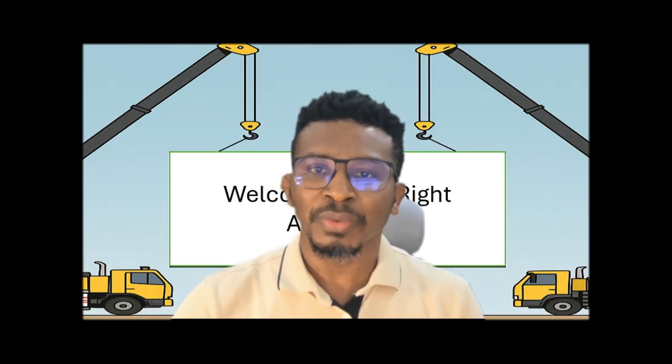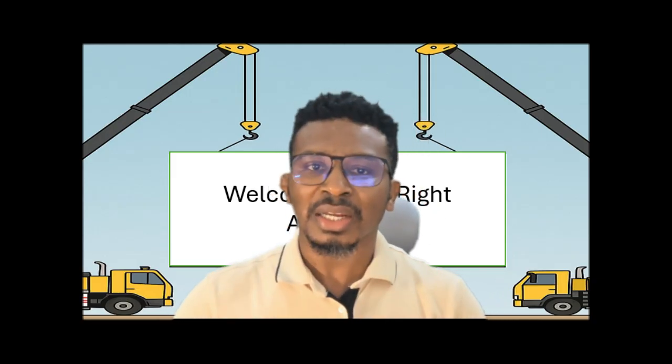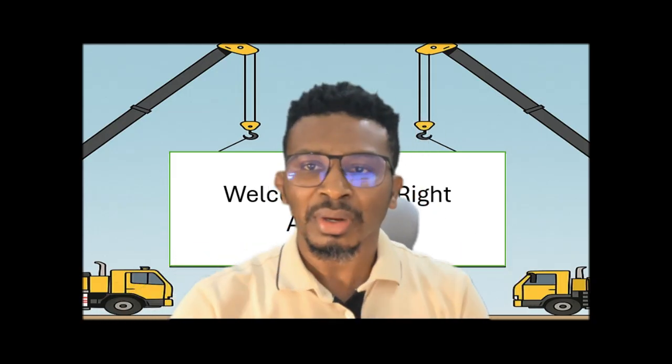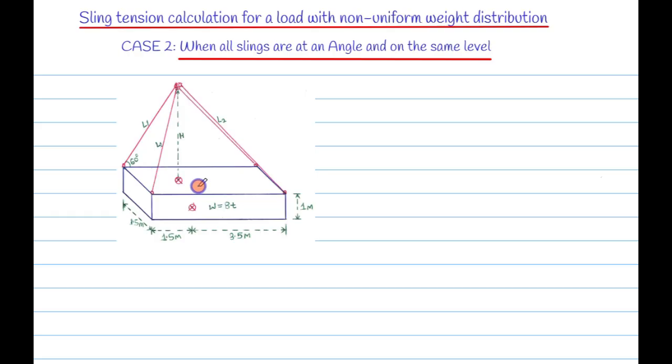In this lesson, we are calculating sling tension when the sling is at an angle and attached on the same level on the load. Let's break down case number 2. For case number 2, let's use this weight as an example. Here, the center of gravity is not at the center, meaning that the load weight is not uniformly distributed. The center of gravity is closer to sling L1.